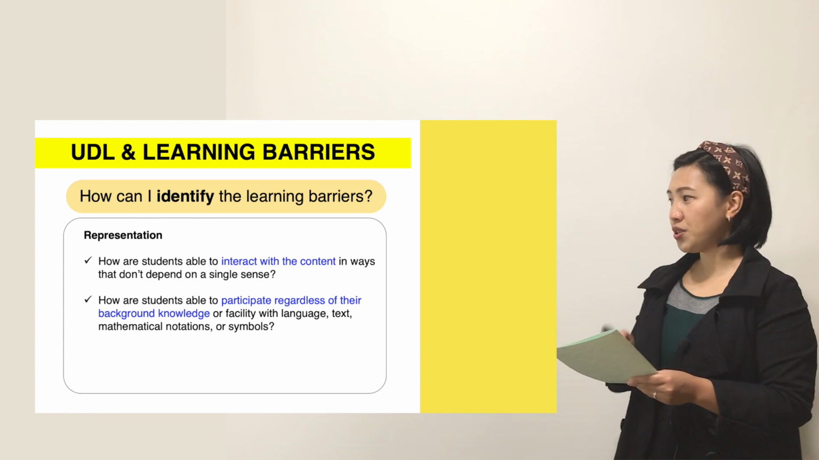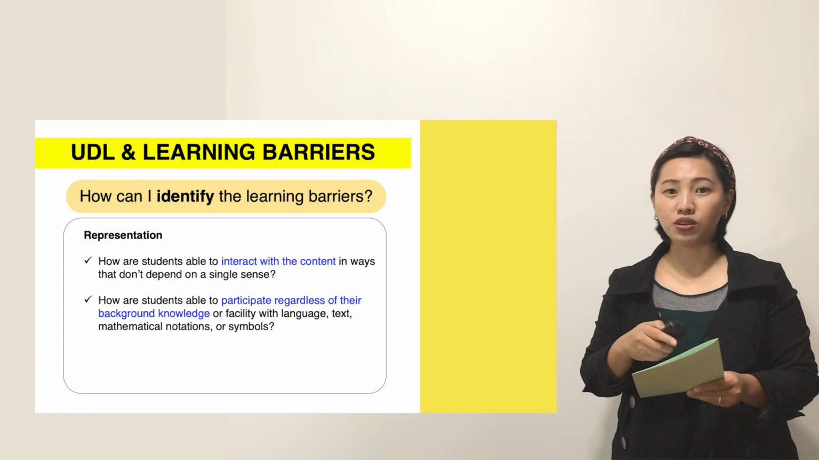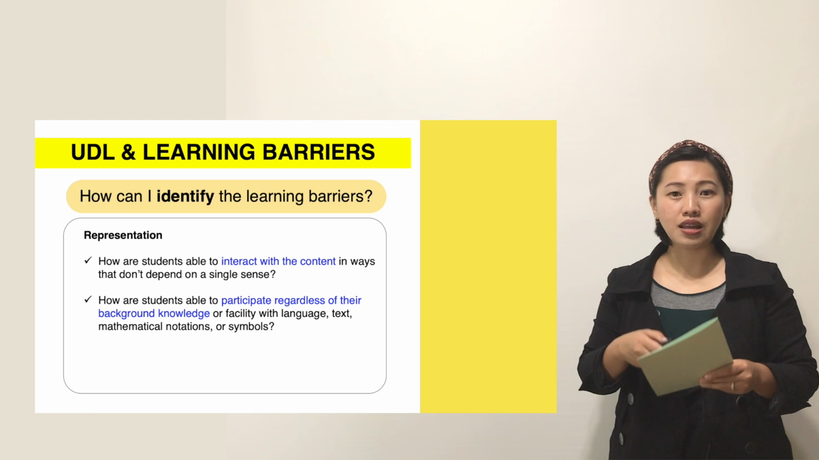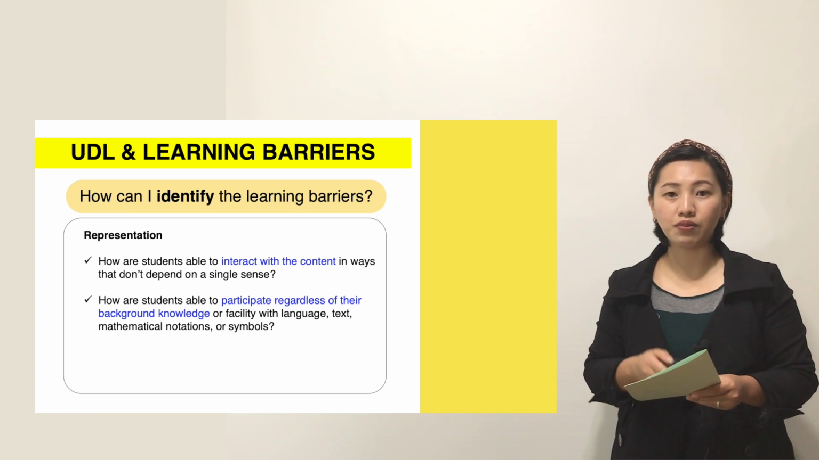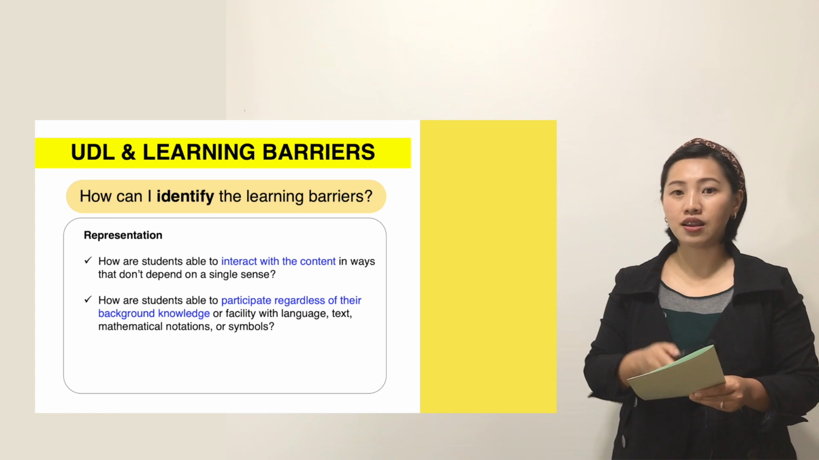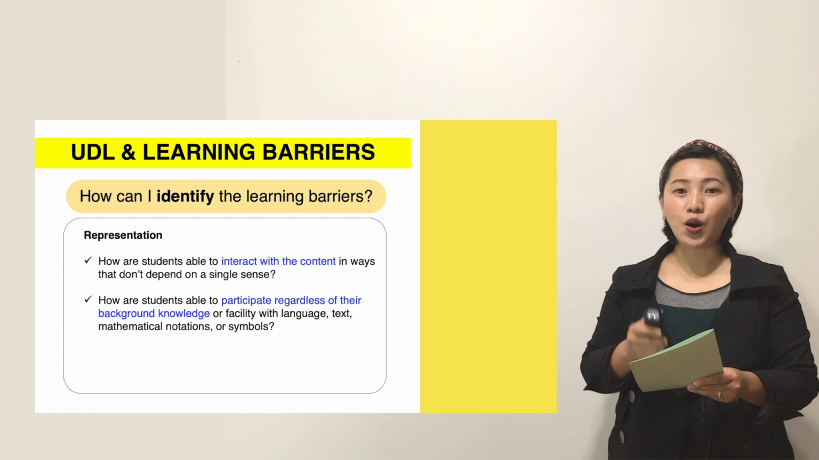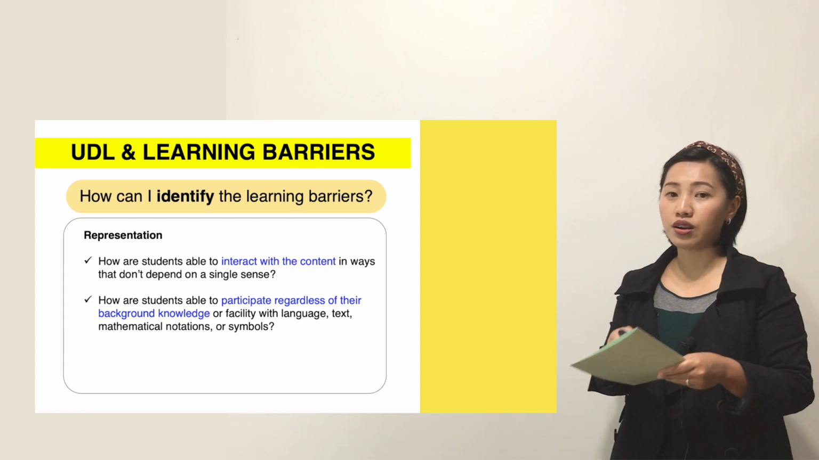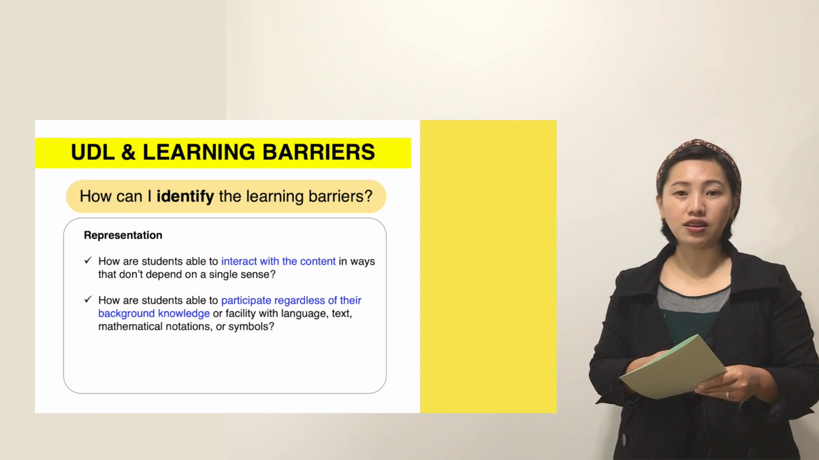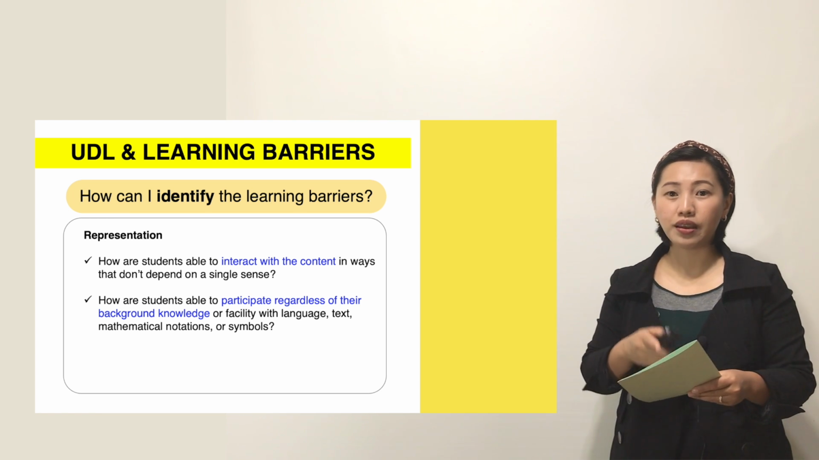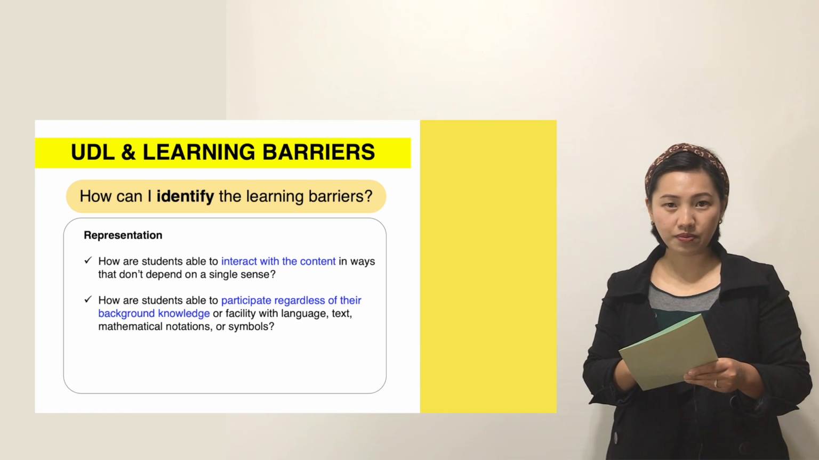Okay, or simply, this question means, how can your students be able to learn the same concepts notwithstanding their prior knowledge and different level of skills in comprehending the lesson? Again, how can your students be able to learn the same concepts regardless of their prior knowledge and different level of skills in comprehending the lesson?